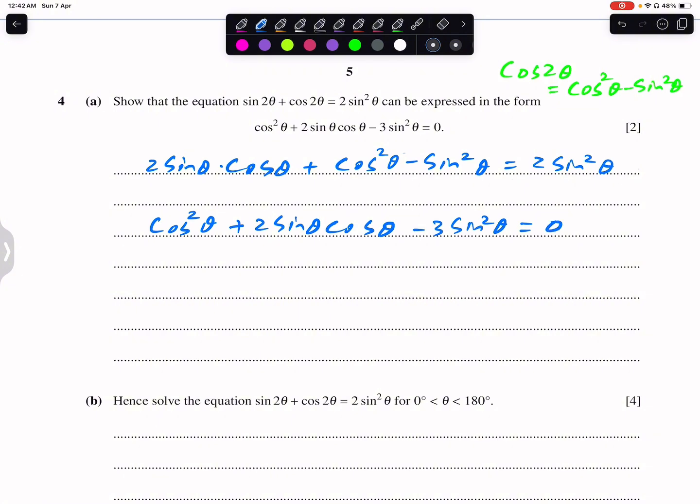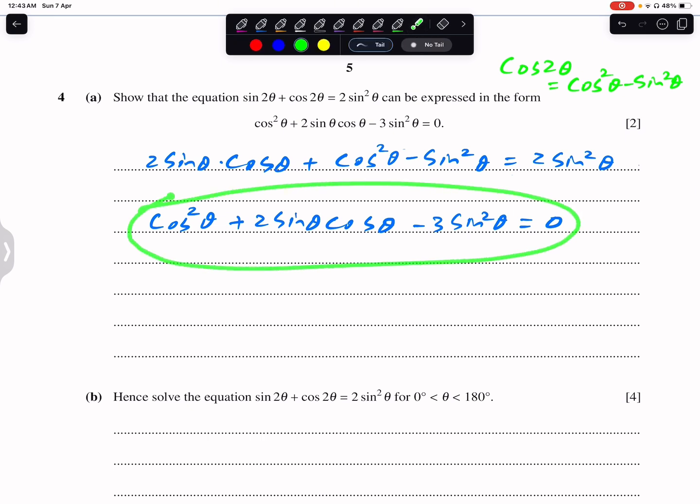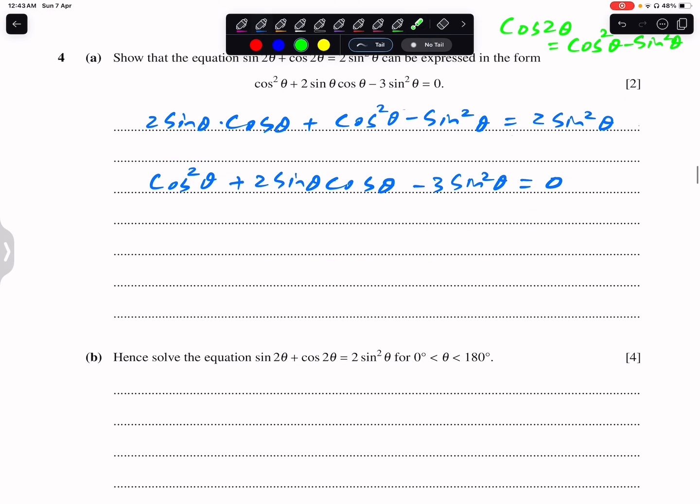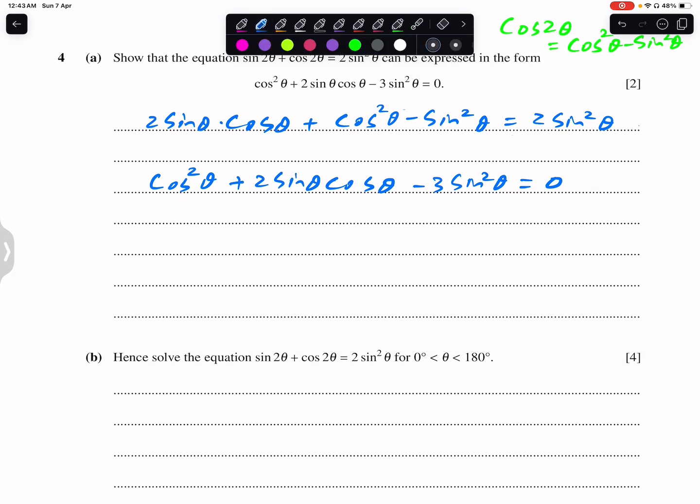So the next part is hence solve this equation. So we will be solving this equation. So to solve this equation, let's divide the whole equation by cos square theta. You will see that cos square will be cancelled out with cos square, so this will become 1, and then sine square over cos square will become tan square, and here one cos will be cancelled out and the other will make it tan theta. Okay, so we will have a quadratic equation in tan. So let's try this now.